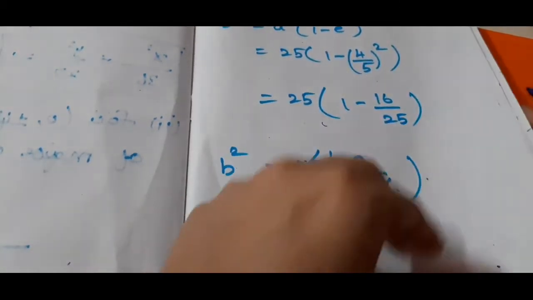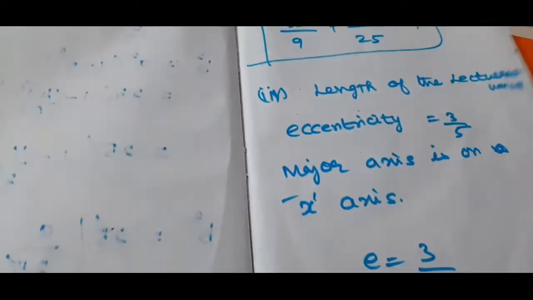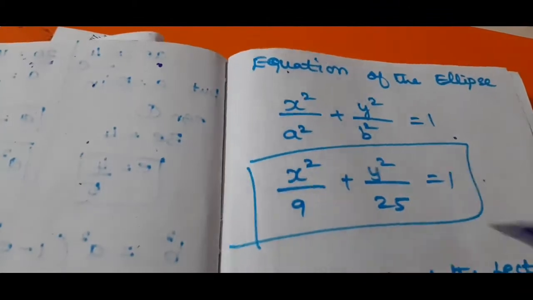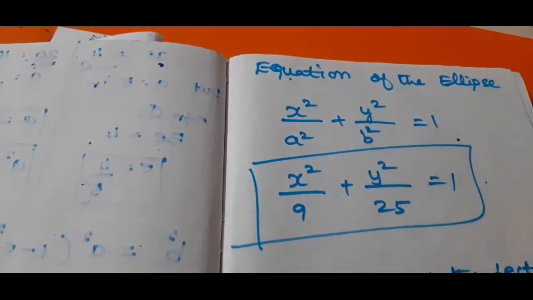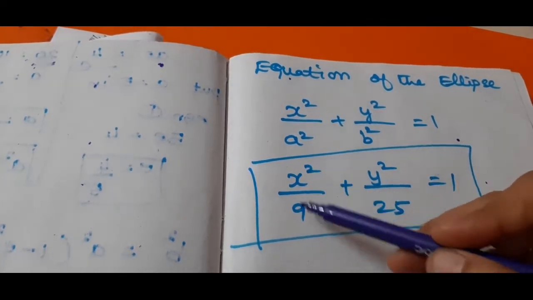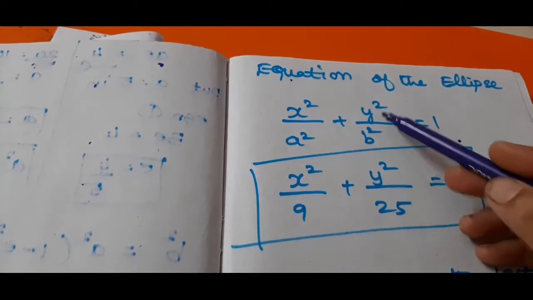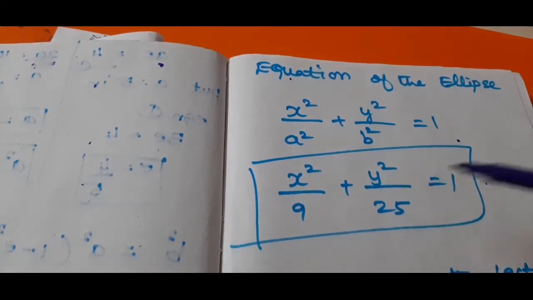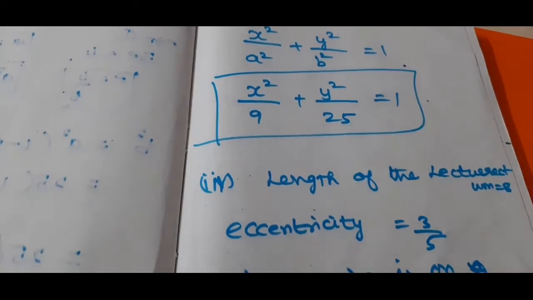So after getting the a square answer and b square answer, the only thing is we want to substitute in this formula: x square by a square plus y square by b square is equal to 1. So x square by, instead of a square I can substitute 9, instead of b square I can substitute 25, is equal to 1. So this is our required equation of the ellipse.